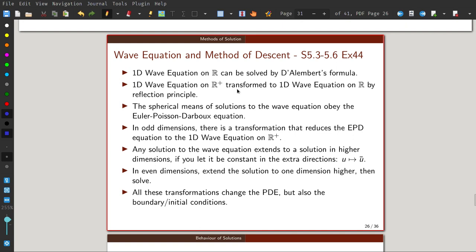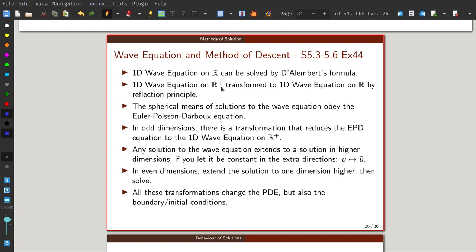We can use this refraction principle that we already saw when we looked at Green's functions to solve it on the half line. And so the trick for the general case is to put together two things: the solution on the half line, which ultimately comes from the transport equation, and spherical means for the wave equation.